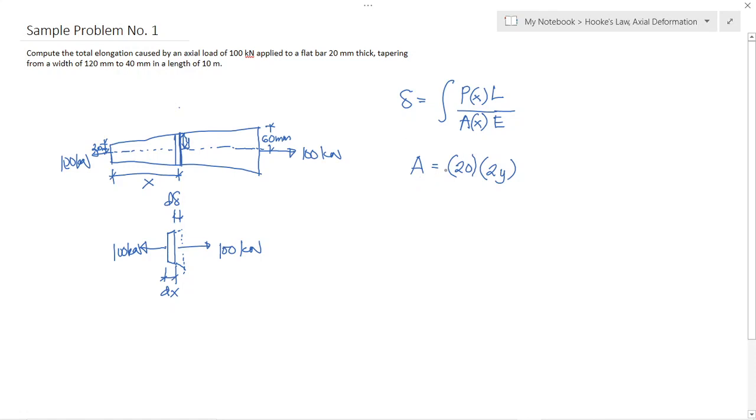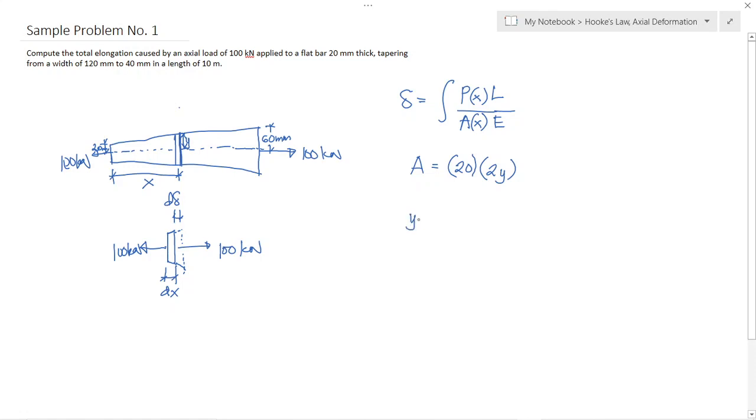Okay. A, we have y, in terms of y. So, A should be as a function of x. So, we need to derive an equation showing the relationship between y and x. This is y, this is x. Take note that x is the distance from the other end to the element that you are considering. Let's say this.